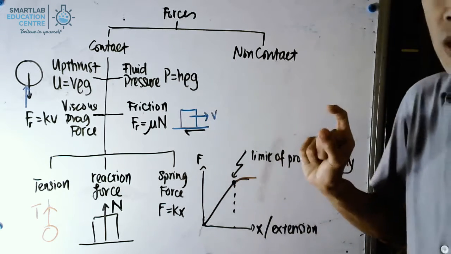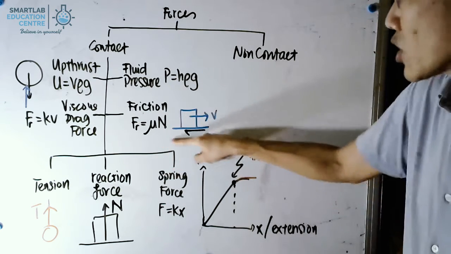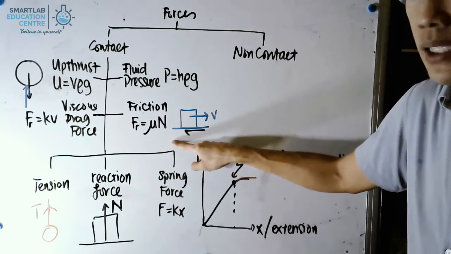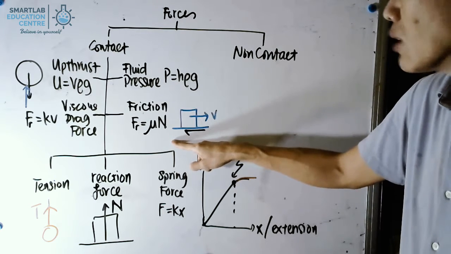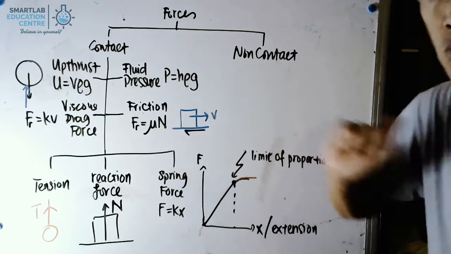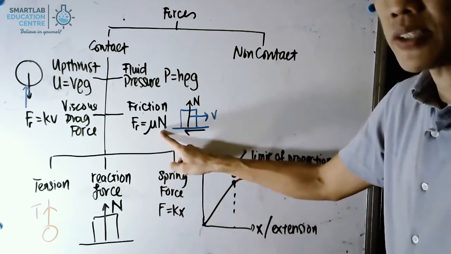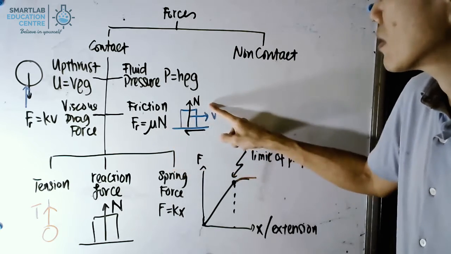So one form of resistance force is the friction. When an object is moving, the frictional force is acting against the object which is in contact with the ground. So the frictional force in this case is equal to μN. Mu is actually again another proportionality constant, and N in this case is the reaction force.